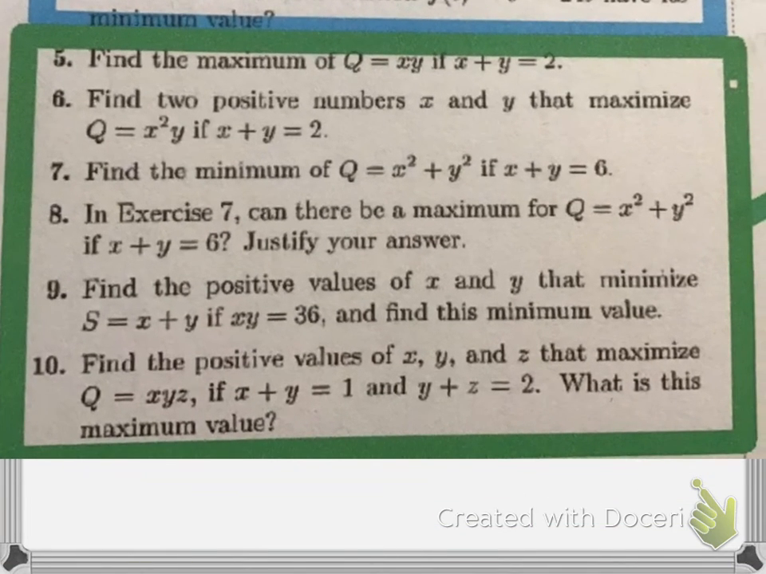Okay, so we're working on 5 through 10. Look at this first one. Find the maximum of q equals x squared. So they want to find the maximum of q if x plus y equals 2. Okay, so let's do that on the next page.